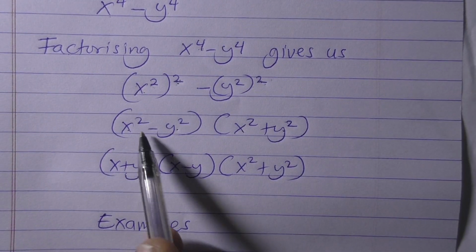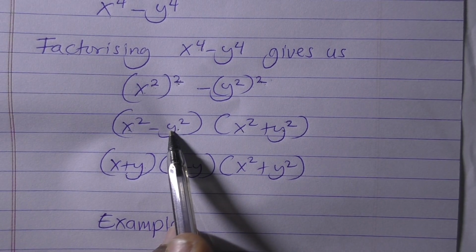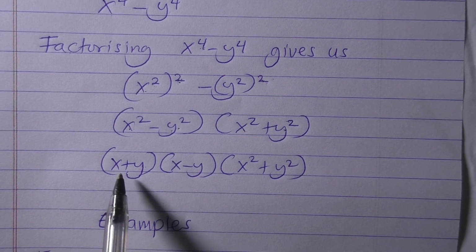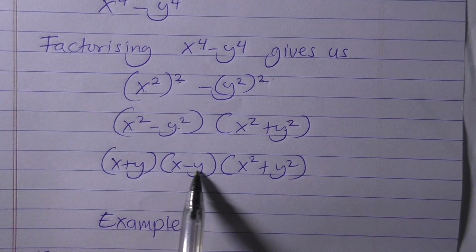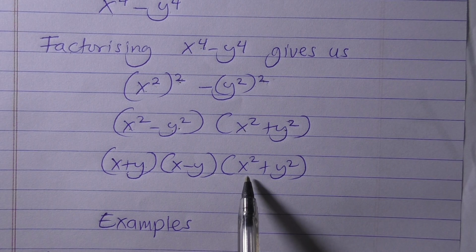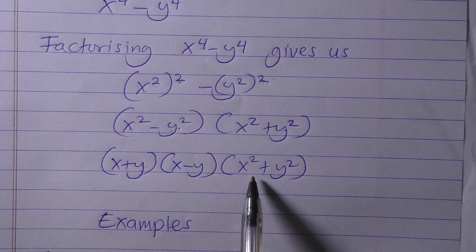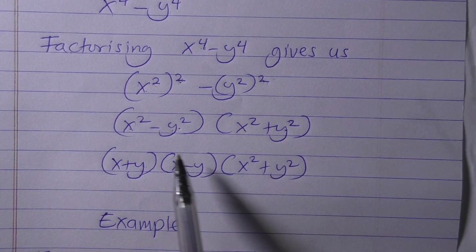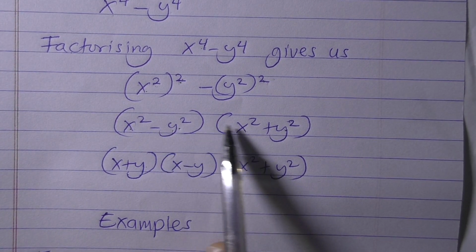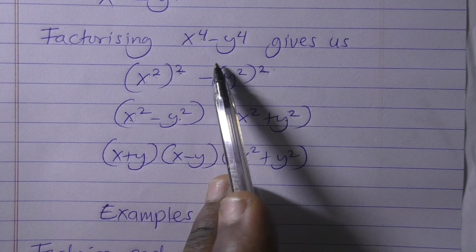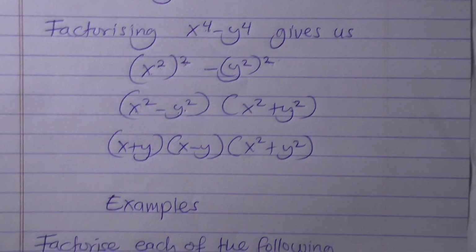Then from there, this one gives us now the difference of two squares with power 2, which we commonly see that it is x plus y and x minus y. Then this one, we shall just keep it at that level. We shall not continue to express it. So this is how we shall be factorizing the difference of two squares involving power 4. Let us look at examples.